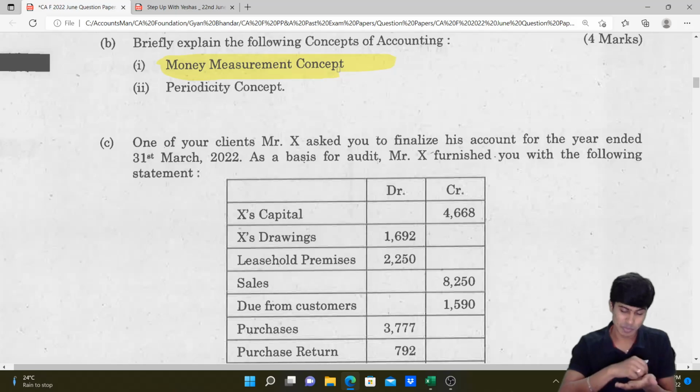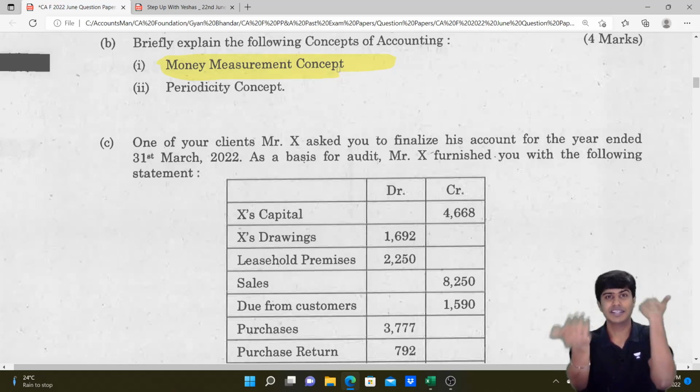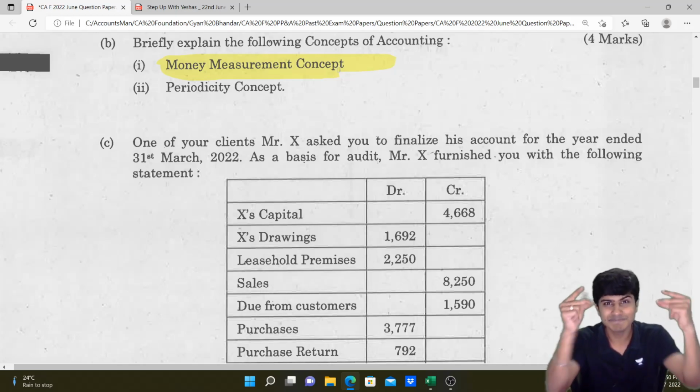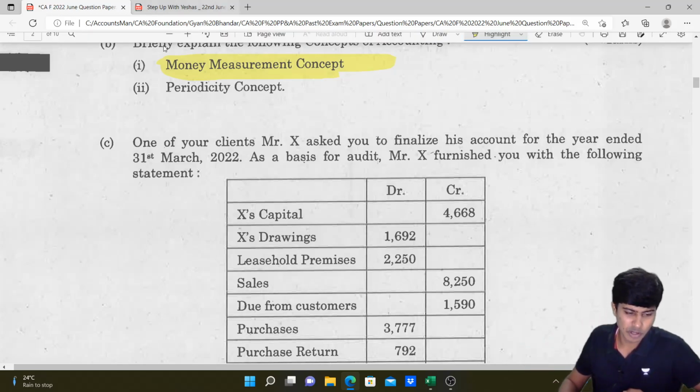What is money measurement? Transactions to be recorded in books of accounts should be measured in terms of money. Why money? Because it is of standard economic value, universally accepted, and the common unit of measurement. Got that? That's the answer for money measurement.